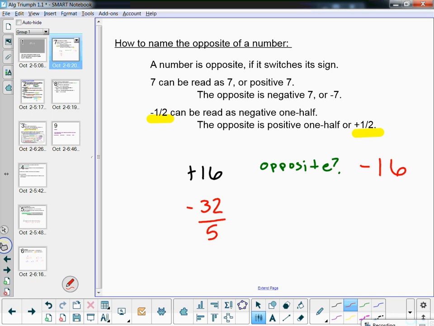What if I started with the number negative 3 2/5? What's the opposite? Well, first we ask, what's the sign? The sign is currently negative. So the opposite of negative is positive. Then I put the number down, 3 2/5.